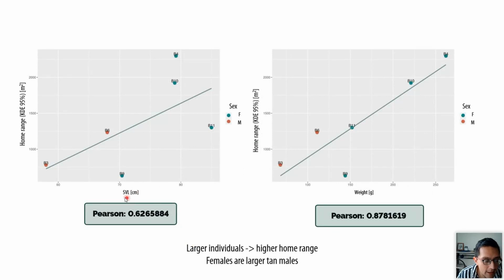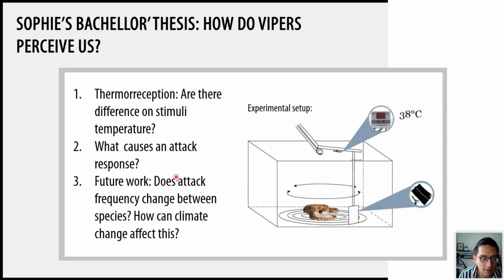We found that, for bigger snakes, SVL is the measurement of the length of the snake, and the weight is the weight of the venomous snake. We found that bigger snakes have larger home ranges, so they will be more prone to reach human areas, but we have to perform more research on that part.